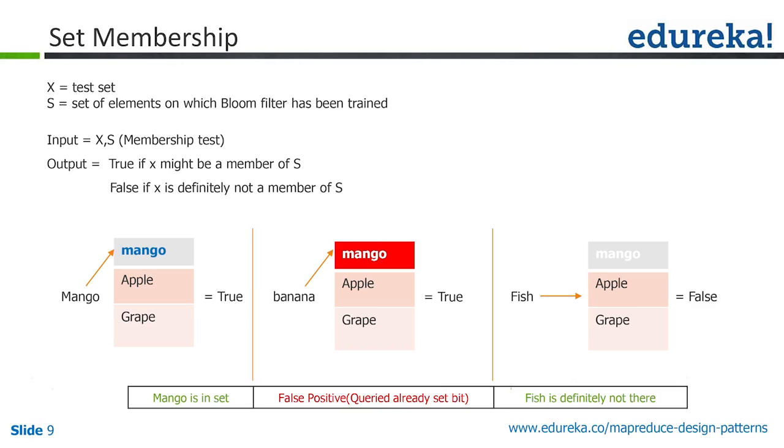Consider that the Bloom filter is given a set of data: mango, apple and grape. I can provide you three kinds of results: a positive result, a false positive, and a negative. Let's understand in detail how this works.